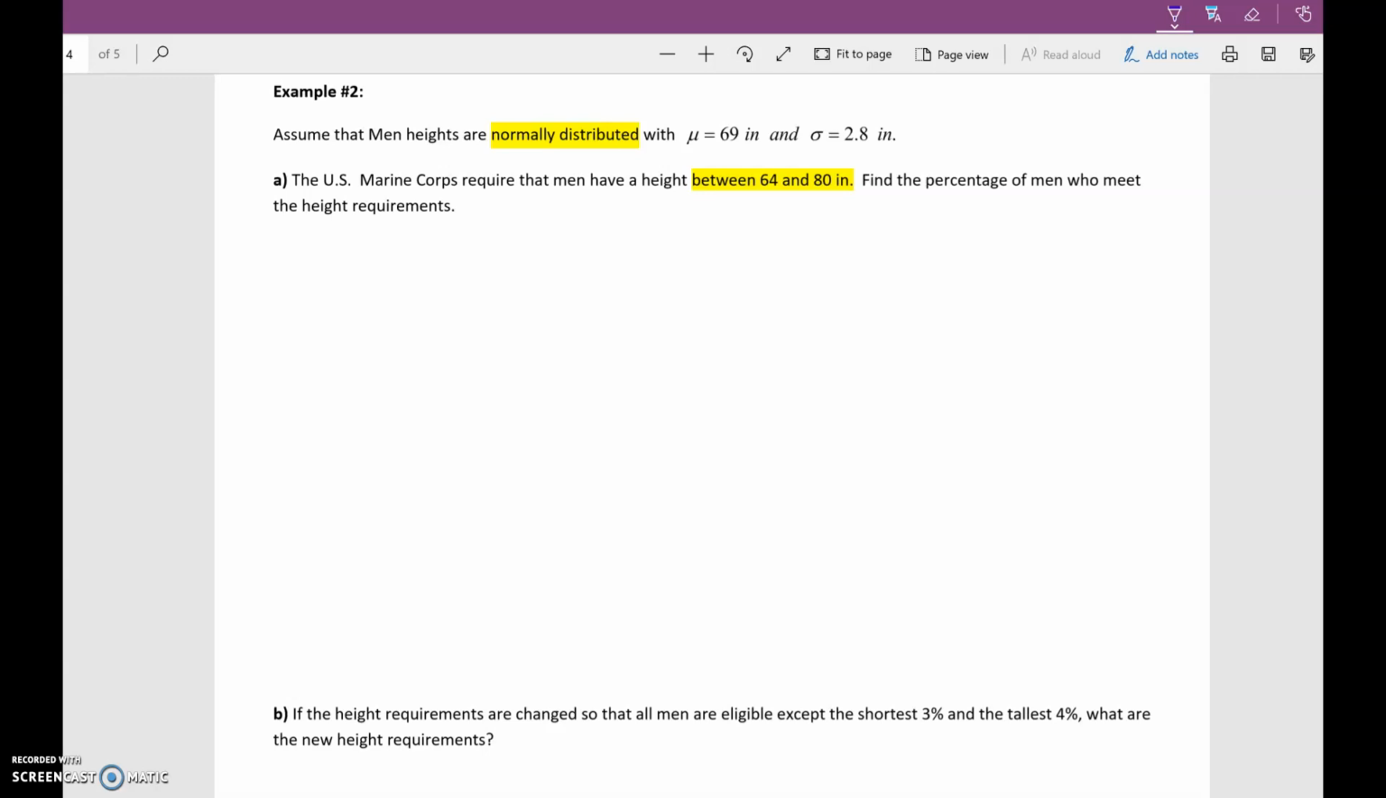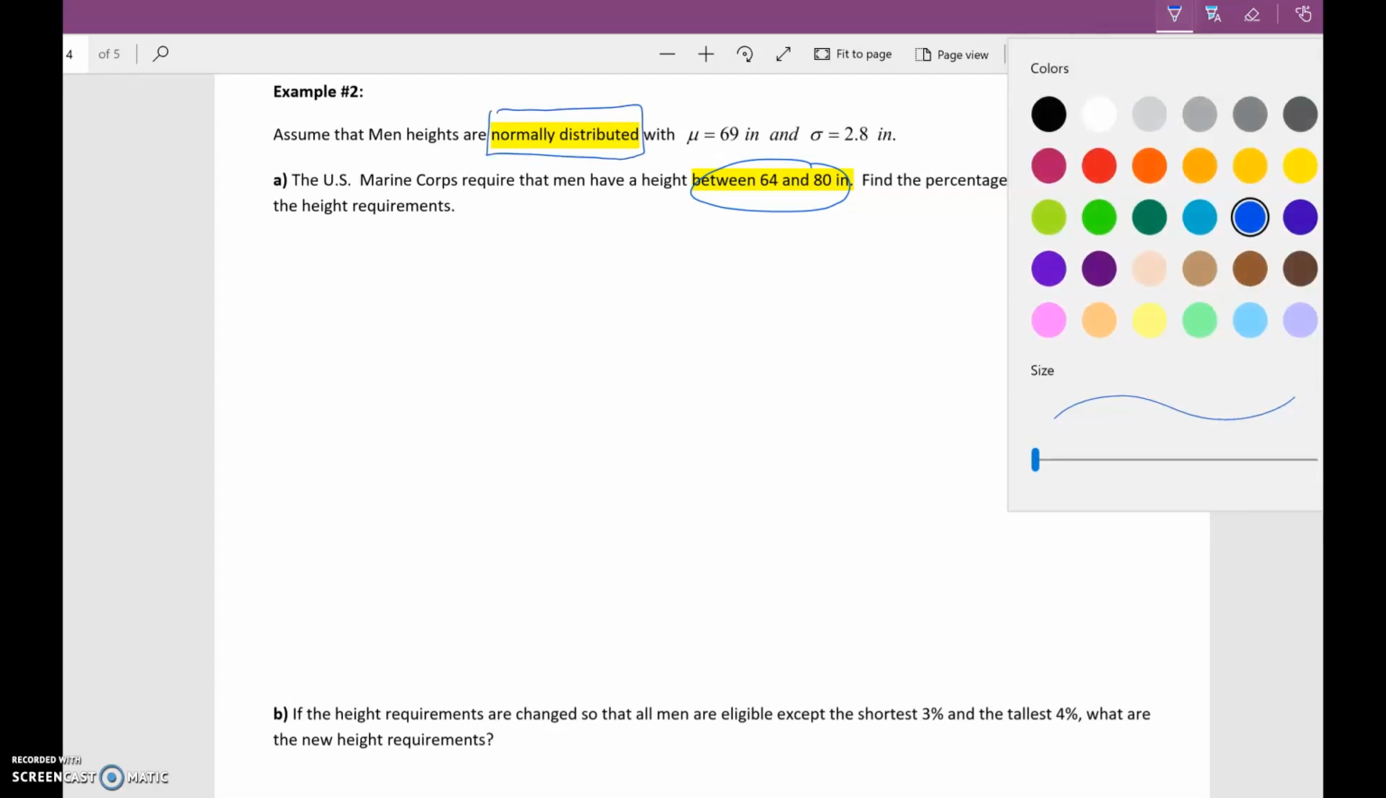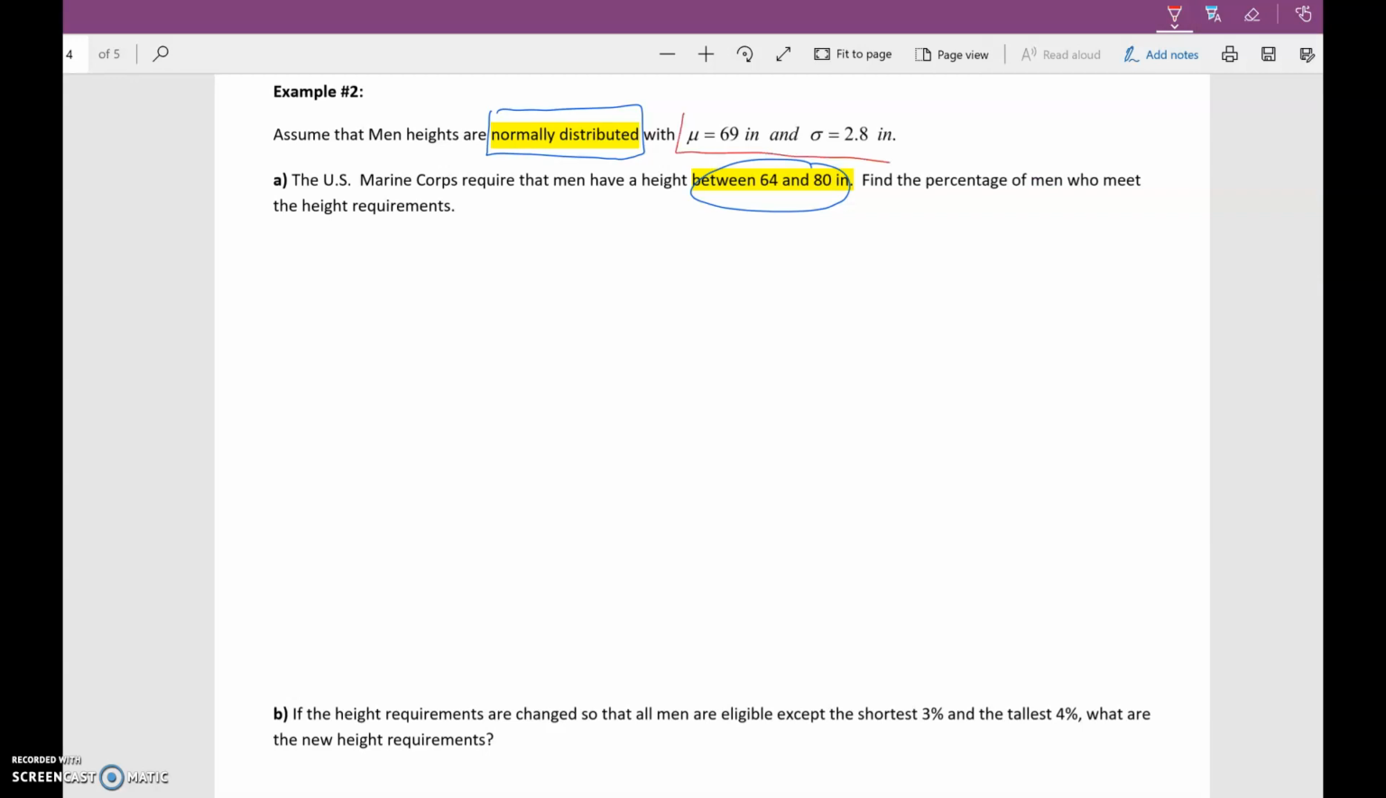Hi class, let's take a look at example 2. Example 2 deals with technically a probability. They're asking us to find the probability that the height of a specific, in this case a male, is in between these two values. And we're told that the data is bell-shaped, but we're actually told that the values of mu and sigma are not 0 and 1.